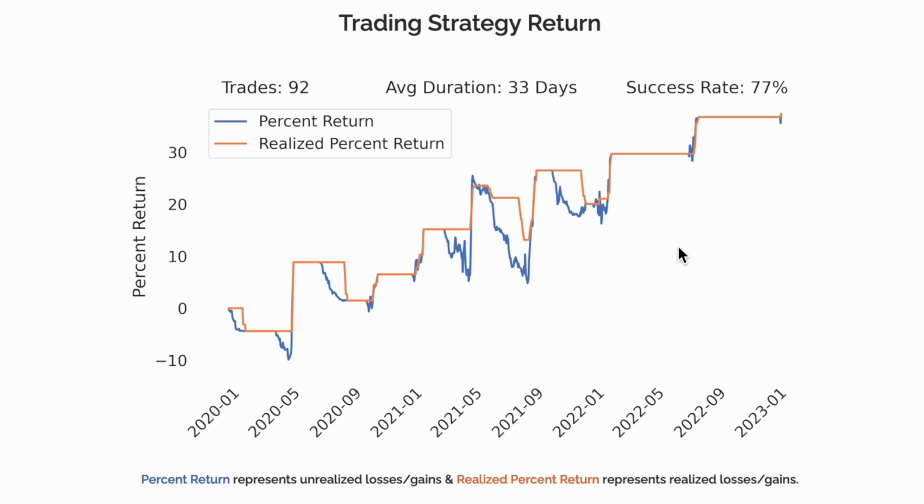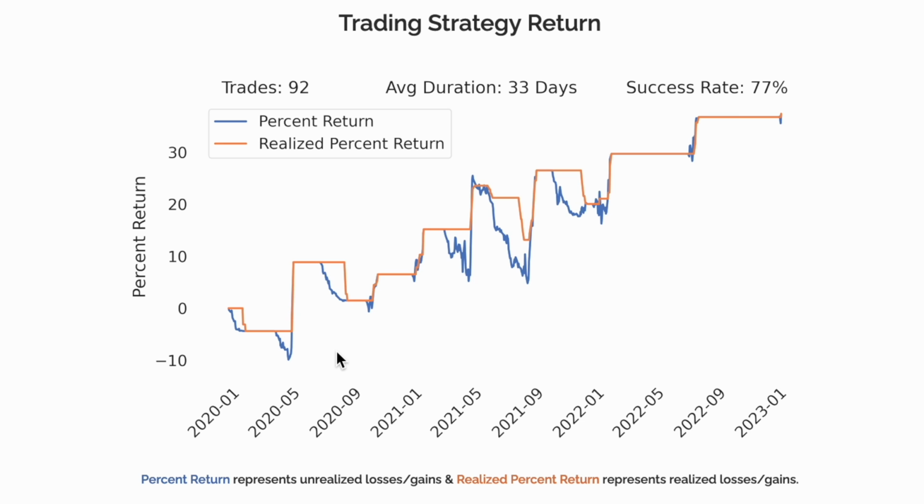So what is the graph telling us? The blue line is cumulative percent return over time, and the orange line represents realized returns or captured profits. For this backtested strategy, Helium opened 92 trades, each with an average duration of about 33 days and a success rate, or probability of profit, of 77%.